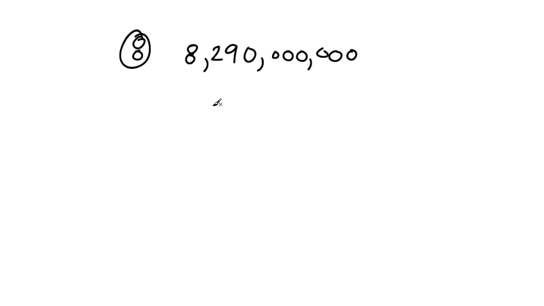Let's take a look at number 8. Okay, so number 8, which of the... oops, no, we just did that one. So number 8 is, okay, this is a big number. This is scientific notation. So 8,290,000,000, and that's the rest of our number, a bunch of zeros. And we are asked to write this in scientific notation.